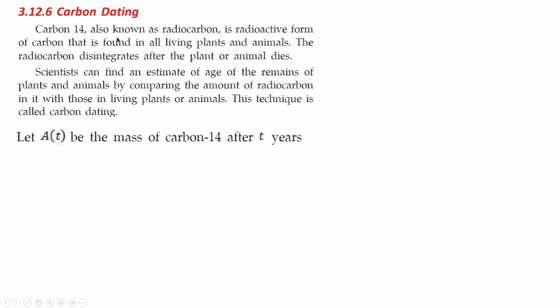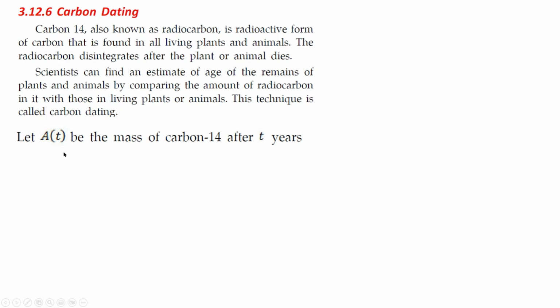Next we have what is known as carbon dating. Carbon 14, also known as radiocarbon, is a radioactive form of carbon that is found in living plants and animals. Now this radiocarbon disintegrates after the plant or animal dies. Now if we want to estimate the age of remains of plants or animals that scientists or archaeologists are finding, the age can be estimated by comparing the amount of radiocarbon in the remains with that in living plants or animals. This technique is called carbon dating.